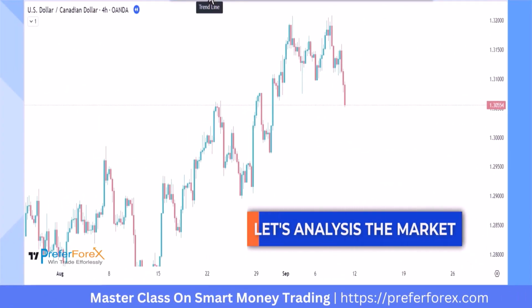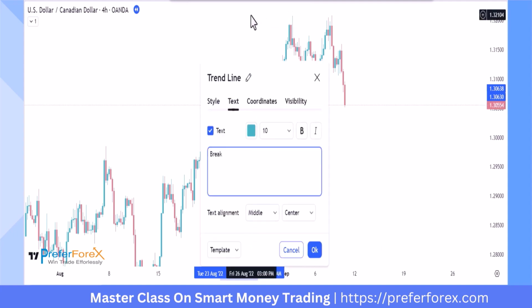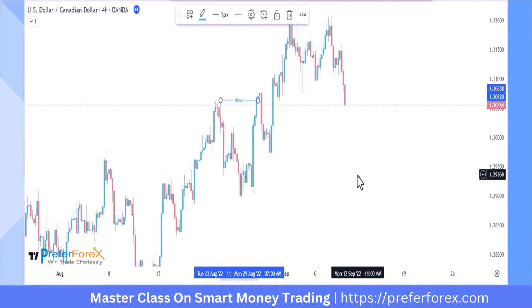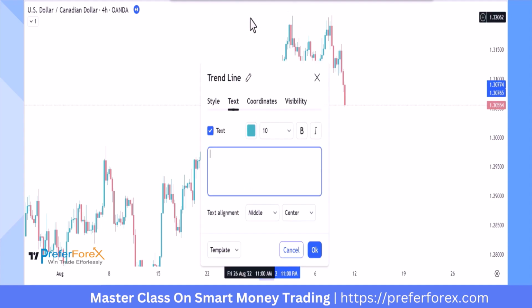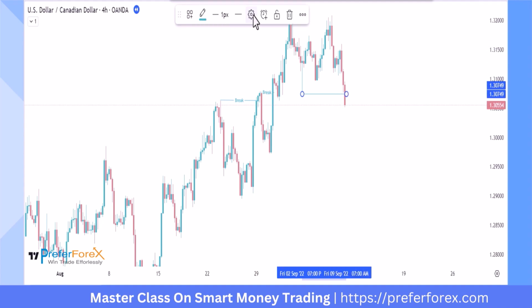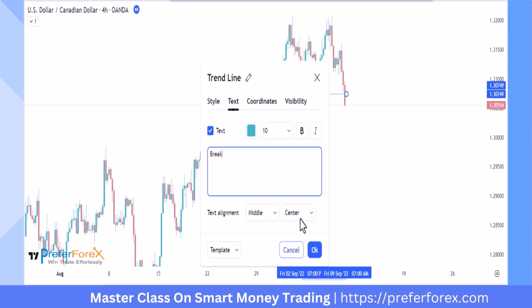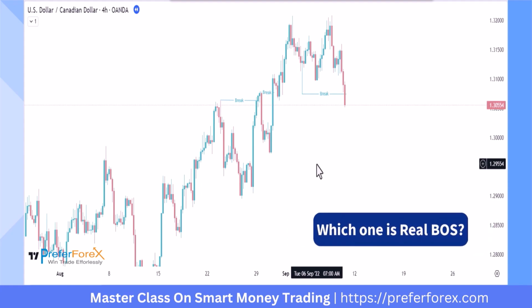Okay, let's analyze this movement. Here you can see there is a higher high break. And this is another higher high break. But here you can see the price break the higher low. Among those breaks, which one is the real break of structure?